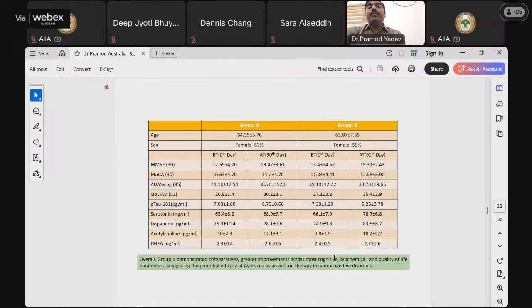From this study, we found that there are changes in the MMSE and MoCA scales in both the groups. Group A was treated with standalone allopathic treatment, and group B was administered both Ayurvedic and allopathic treatment. The Ayurvedic medication was given through the nasal route. Overall, group B demonstrated a greater improvement across most cognitive and biochemical parameters as well as quality of life. So it suggests that Ayurveda has a promising role in the management of neurocognitive disorders. Next, please.